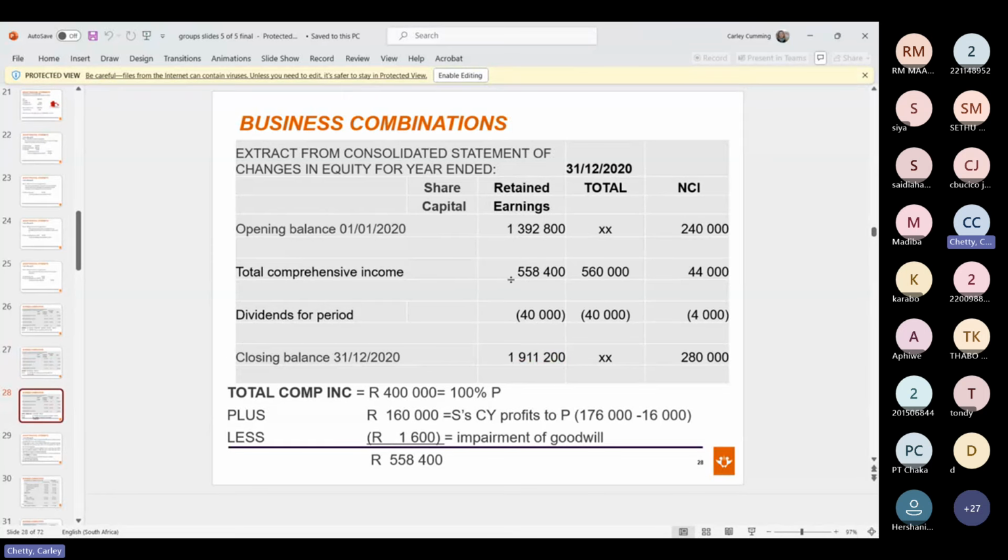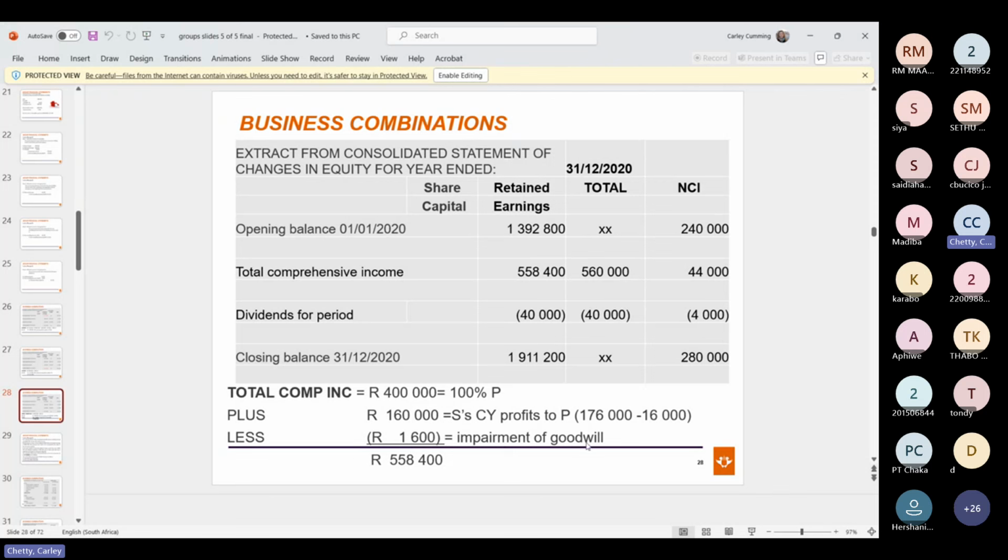Then let's have a look at how we calculate the total comprehensive income. The total comprehensive income will consist of P's profit, which was 400,000 in the scenario, and then S's current year profit to P. So remember, S had a profit of 176,000 rand that it allocated to P, less the dividends allocated to P of 16,000, that will give us 160,000.